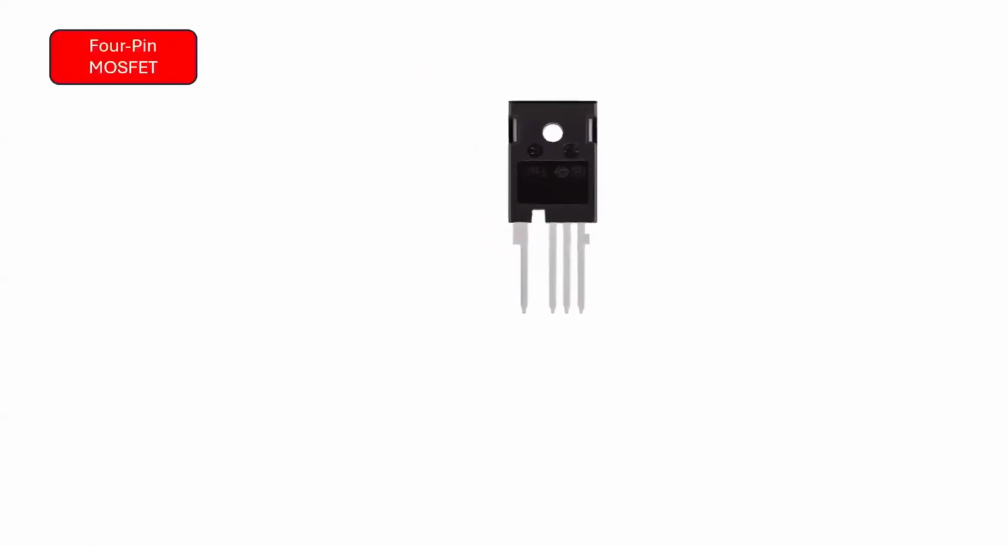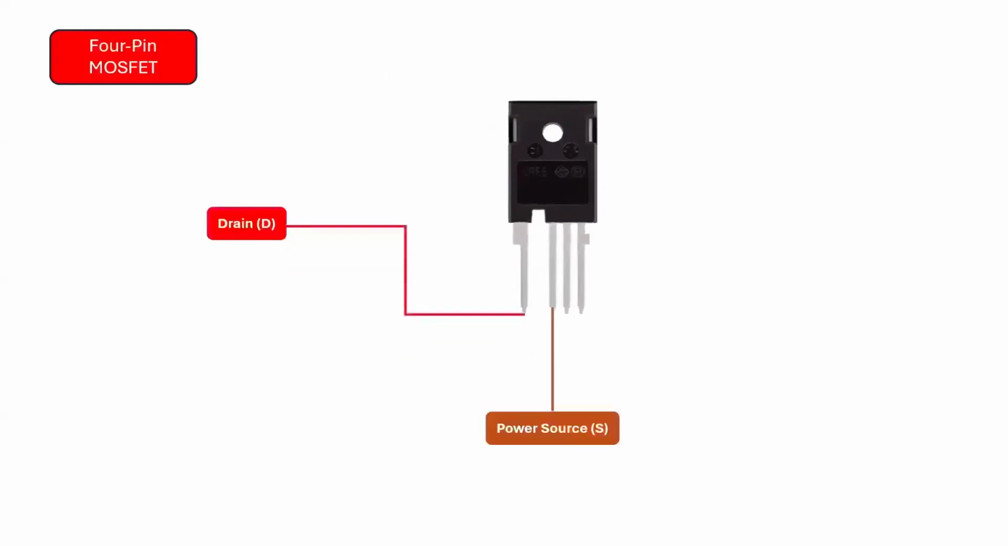The pins on a 4-pin MOSFET are labeled as drain, D, power source, S, driver source, DS, and gate, G. The driver source is sometimes referred to as the Kelvin source.